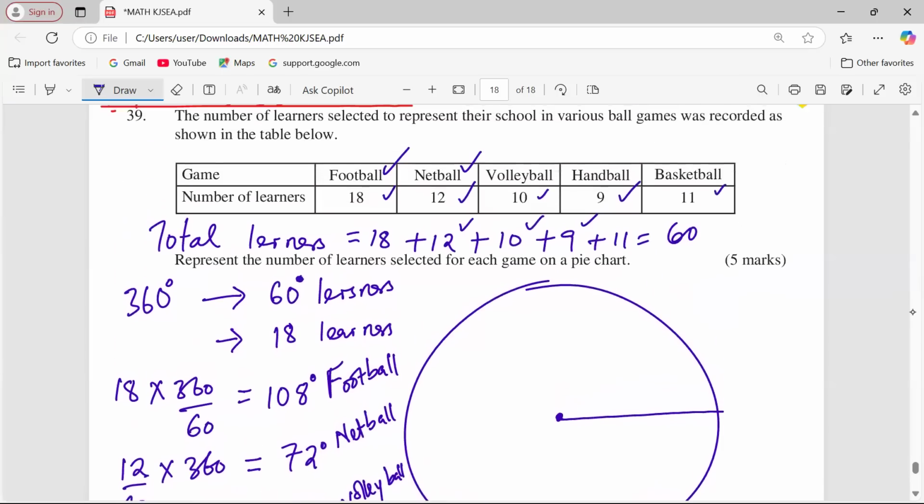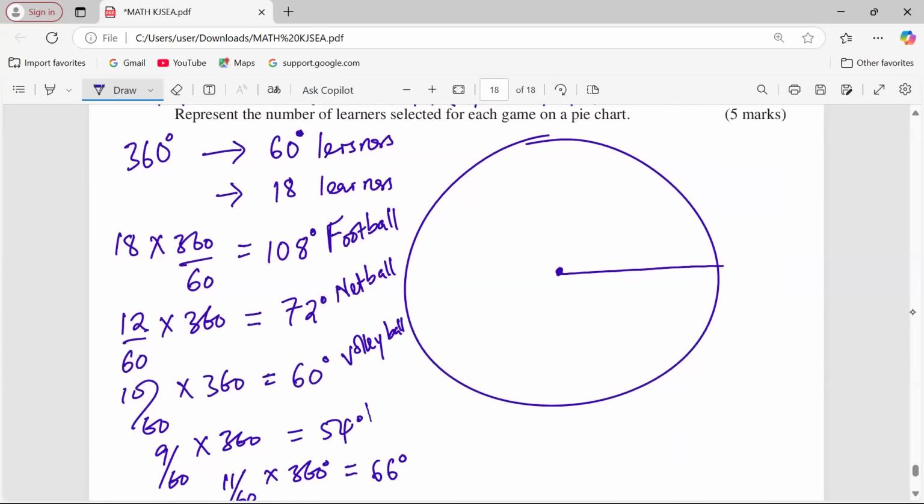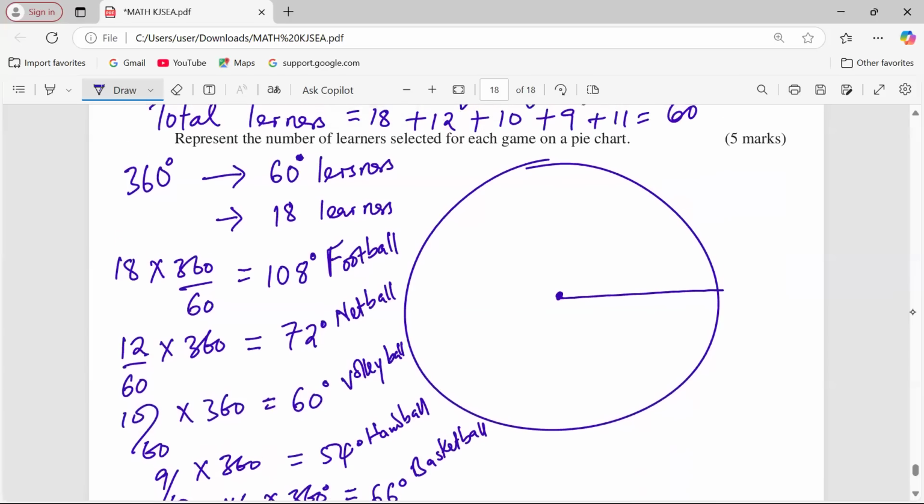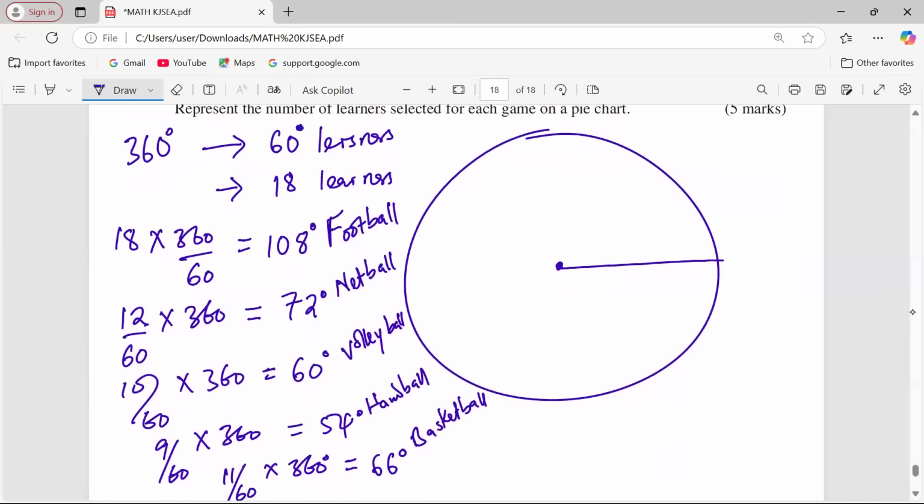Then we have handball and basketball. Basketball that way. So now we can have them. We begin by 180 degrees. So we measure 180 degrees. So we have to measure 108.